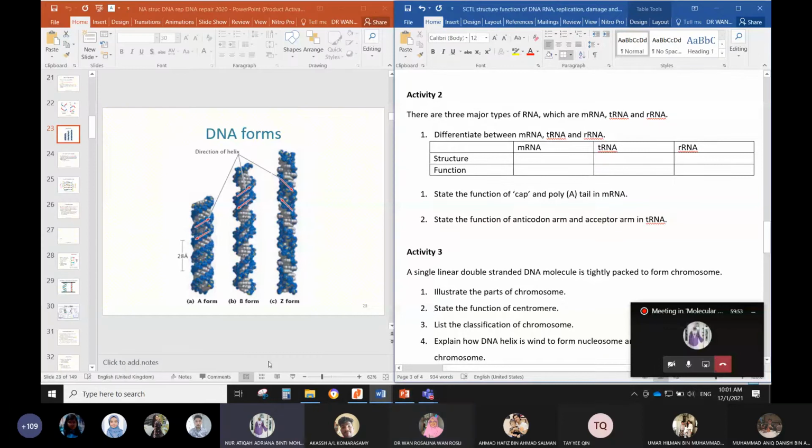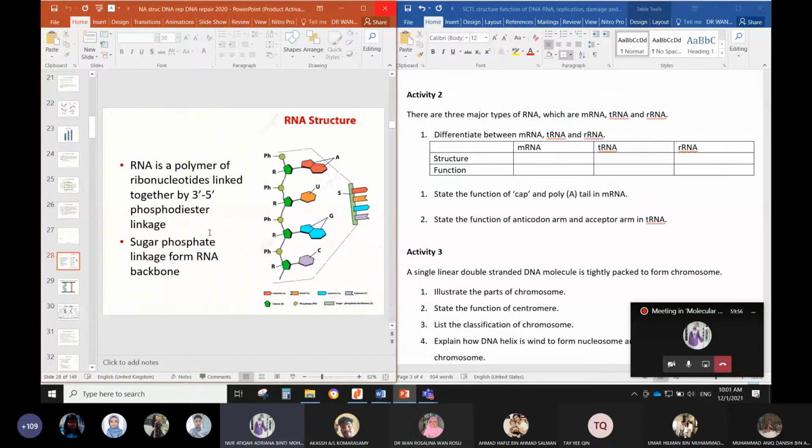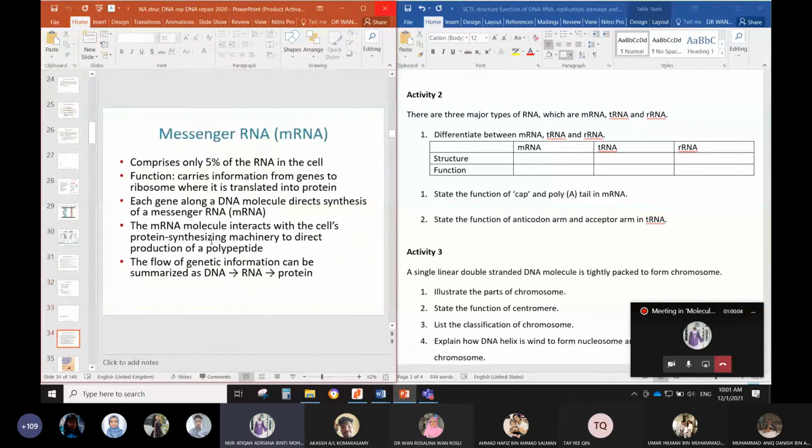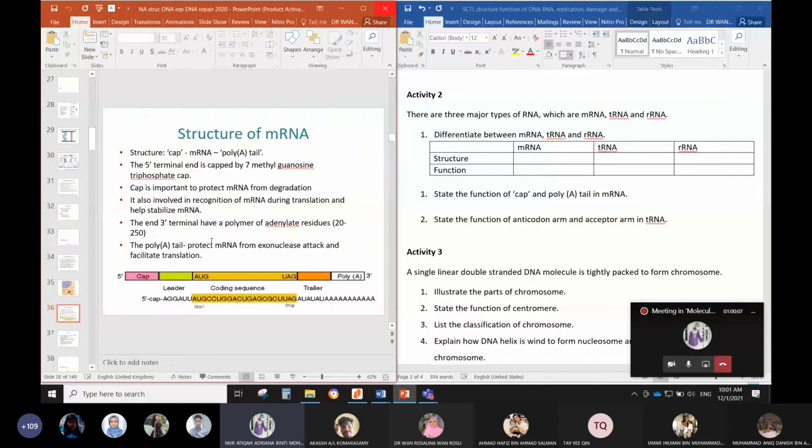So for mRNA, firstly, the structure is a single-stranded linear molecule. At the 5' end, they have the cap, followed by the coding sequence, which is the information they are carrying, and then followed by the poly A tail at the 3' end. The function of this mRNA, it's messenger RNA, is to carry information from the genes to the ribosome, where it is translated into protein.